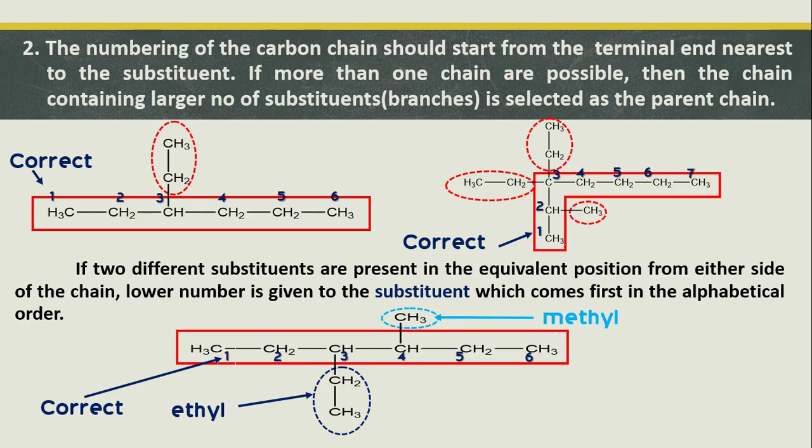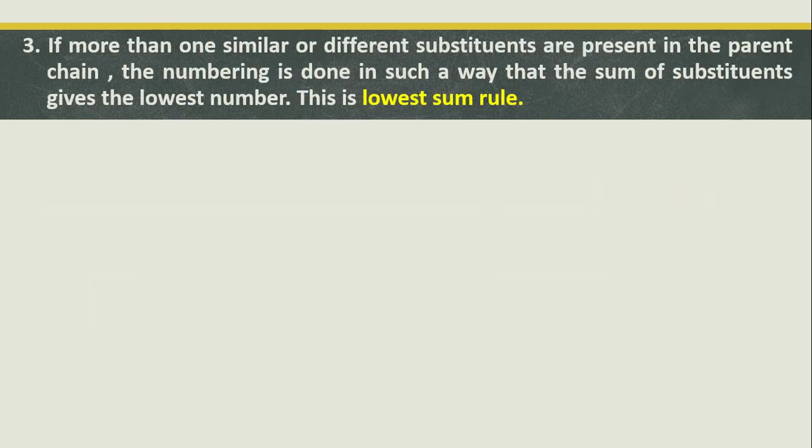The third rule says that if more than one similar or different substituents are present in the parent chain, then the numbering should be done in such a way that the sum of the substituents gives the lowest possible number, and it is also called the lowest sum rule. Okay, let's see an example of the lowest sum rule here.